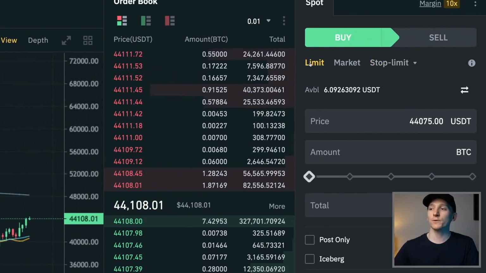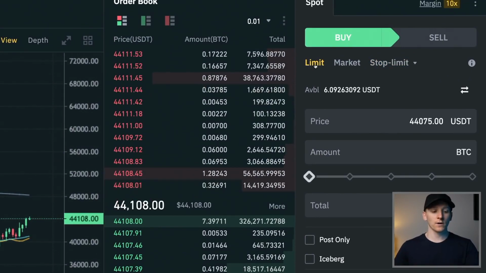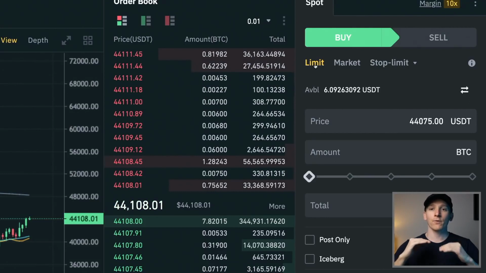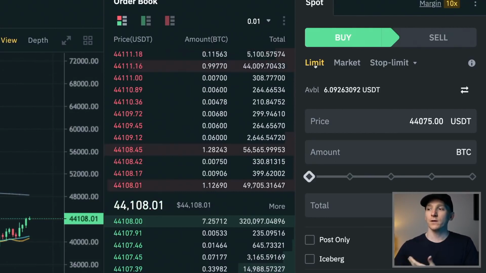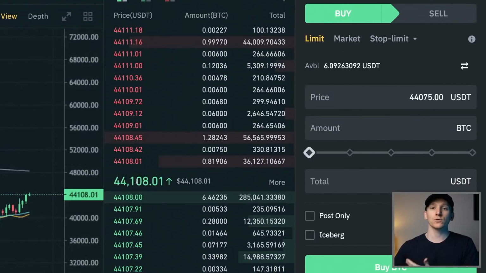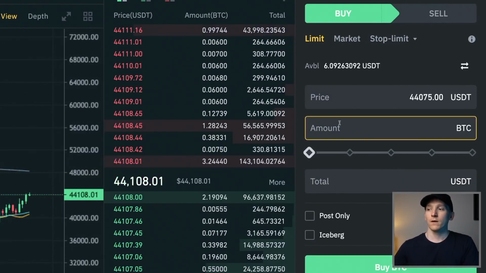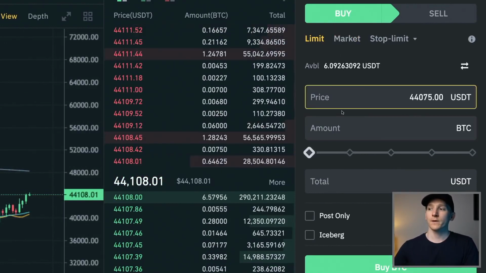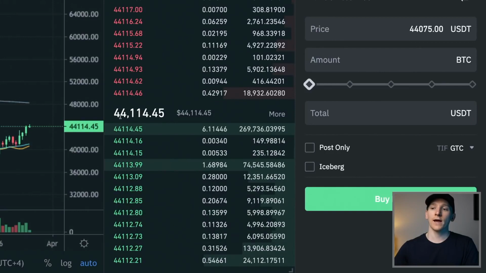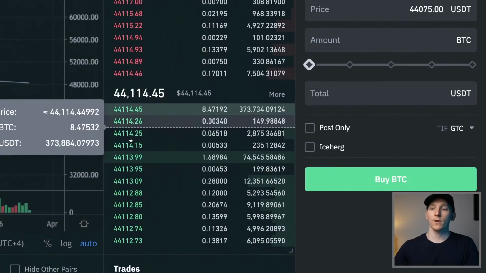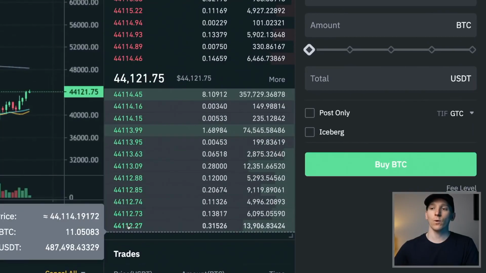Now, what you can see on the right-hand side when you want to buy Bitcoin is that you have the option to put in a limit order. A limit order is when you tell the system the exact price that you want to trade at, and if the price doesn't match your trade, then it won't go through. So this is different to a market order, because let's say the price right now is 44,114, but I want to trade at, let's say, 44,112.